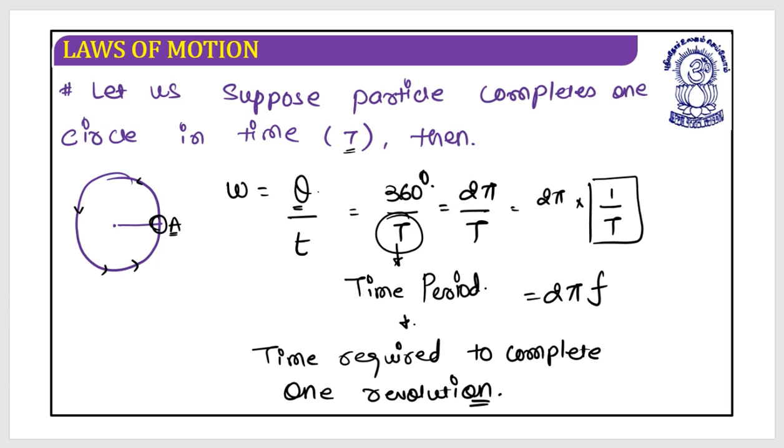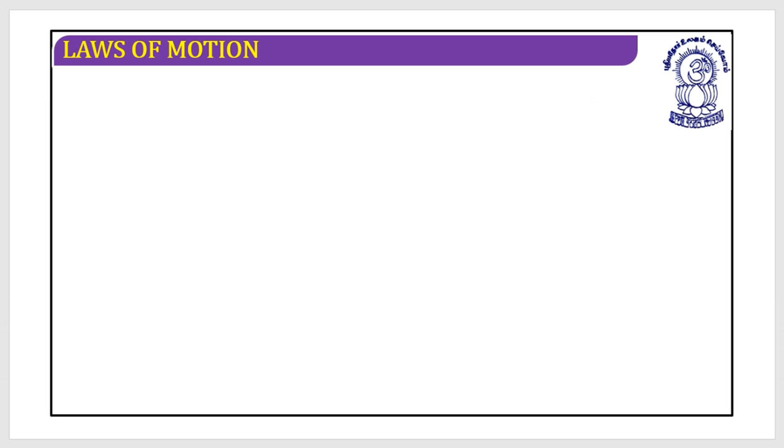Always remember one thing. If small t is mentioned, that means it could be any instantaneous time. But when it is capital T, it denotes the time period. And when I say time period, I mean the time required to complete one revolution. I hope this is clear. Is it clear? Great. Now let's talk about the direction of omega.